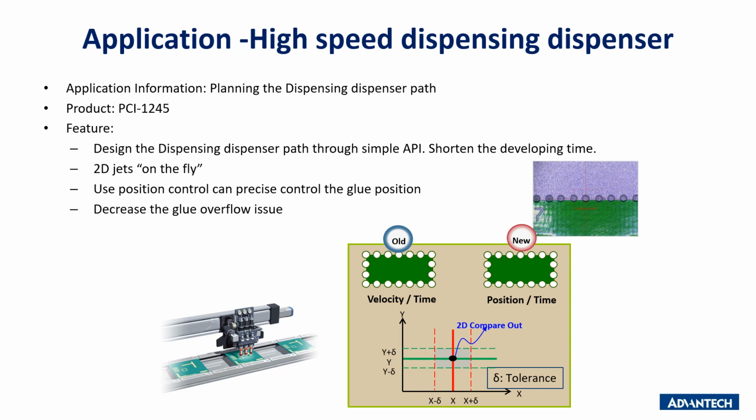But when the path goes through a corner, the speed decreases, which causes the glue to overflow. Now we combine the compare function, which uses position control. It can precisely control the glue position and also reduce the glue overflow issue.